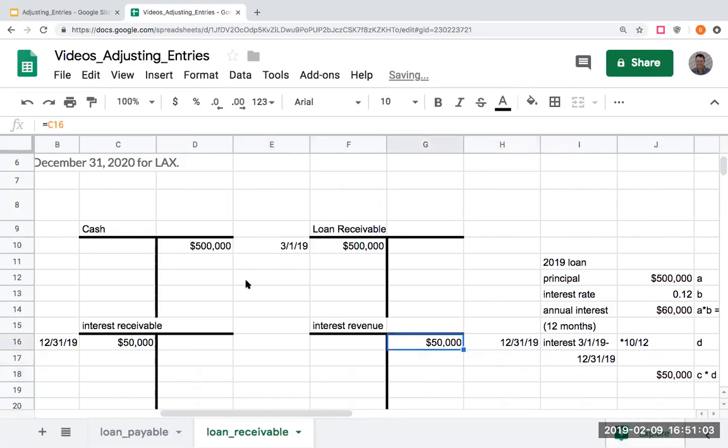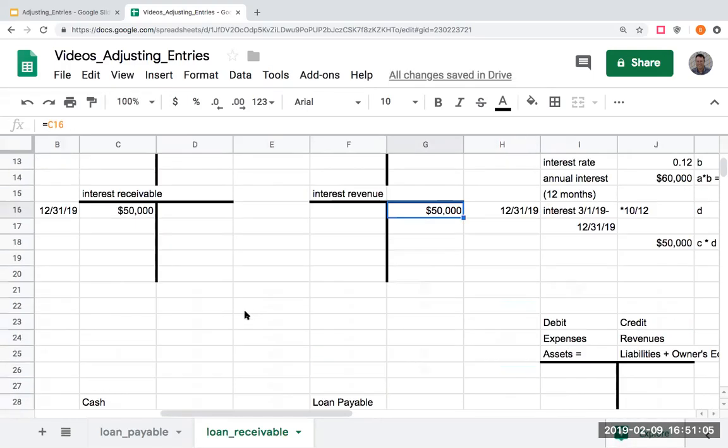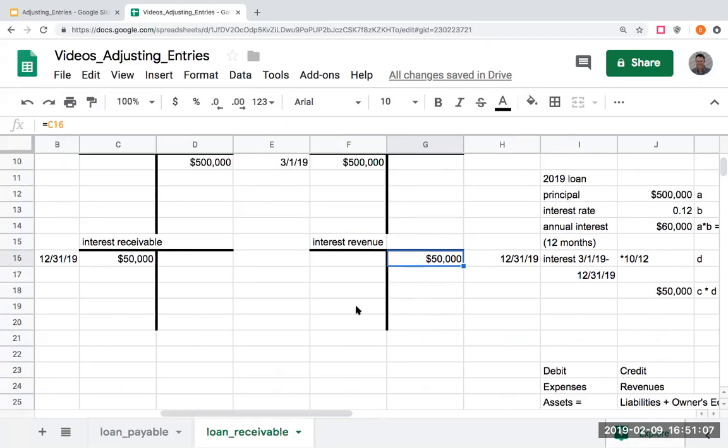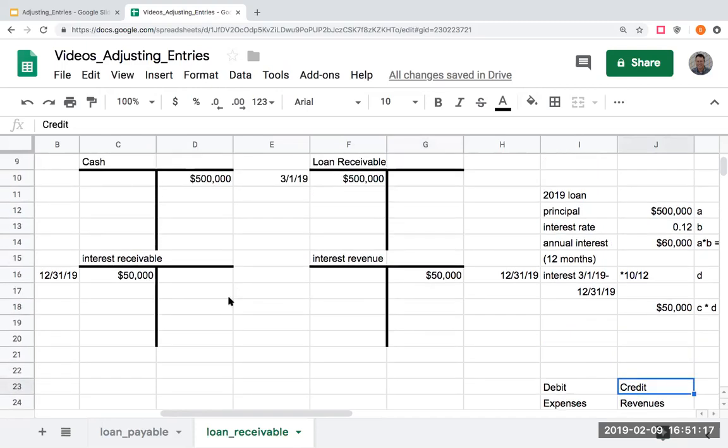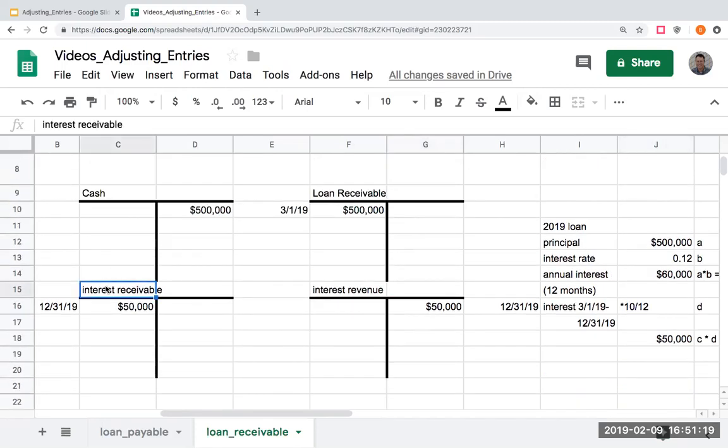Okay, so I've gone through and I've done that. Now, how would I know if I've done this part correctly? Well, how do I record revenues? I record them with a credit. Even though the borrower has not paid me, I still need to record that interest receivable because time has passed. So here I'm going to be debiting interest receivable for $50,000. So I've got a debit to interest receivable, a credit to interest revenue.